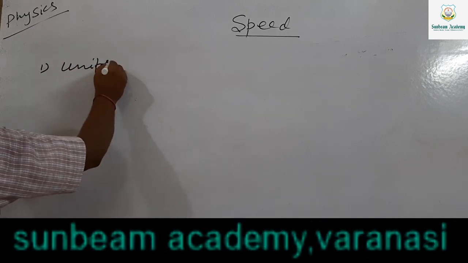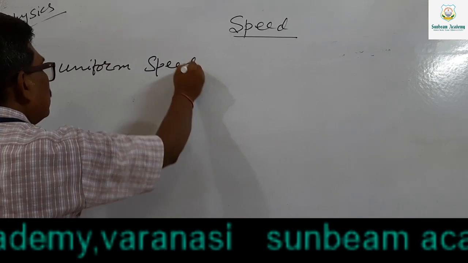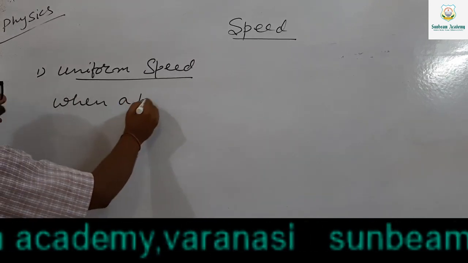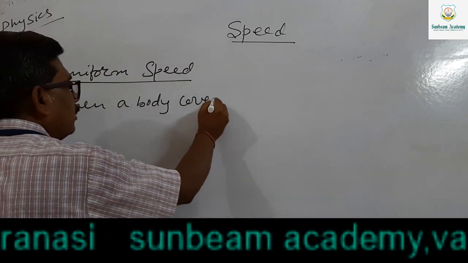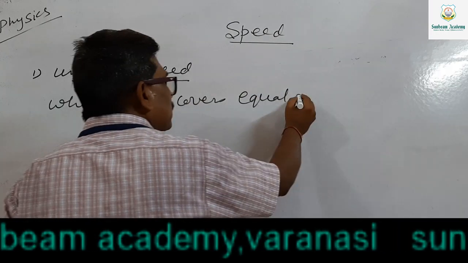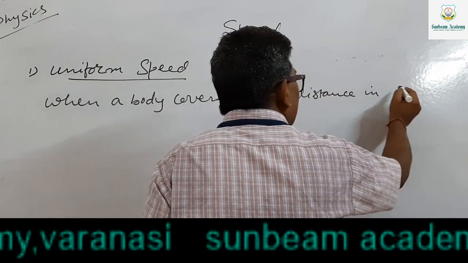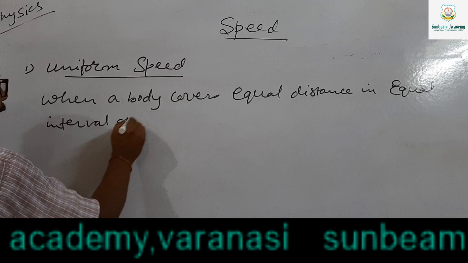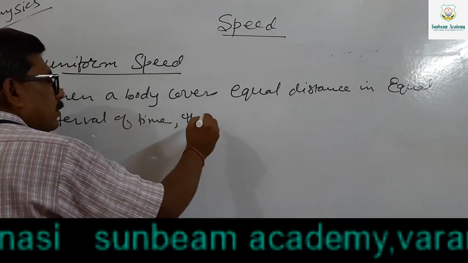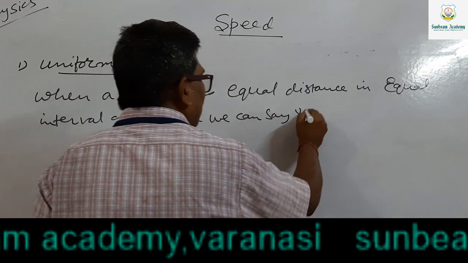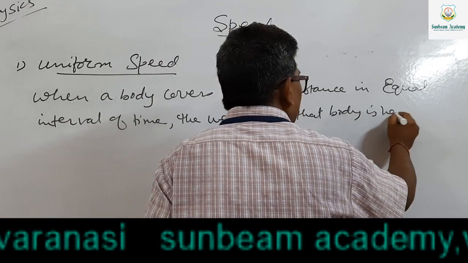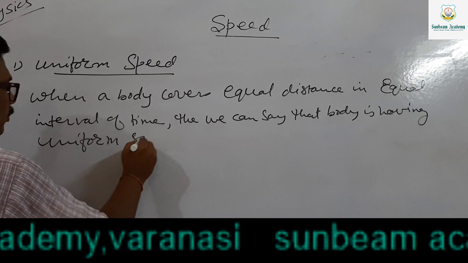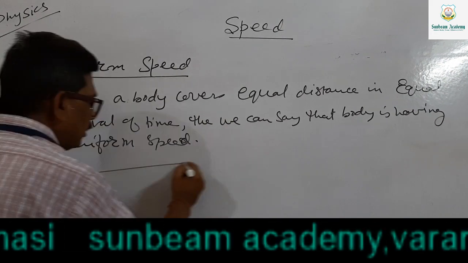Uniform speed. In uniform speed, how will you define this? When a body covers or travels equal distances in equal interval of time, then we can say that body is having uniform speed. Means, how will you identify it, that it is a uniform speed or not?